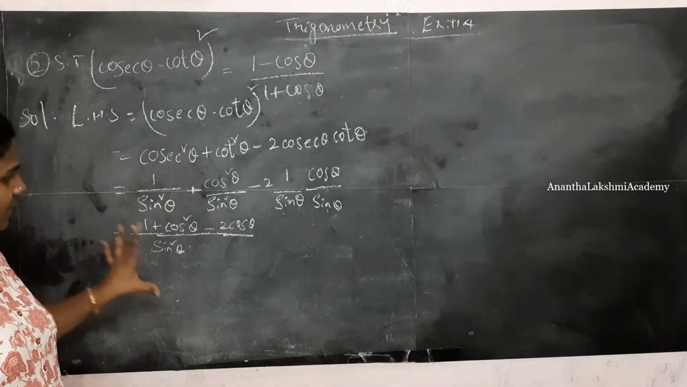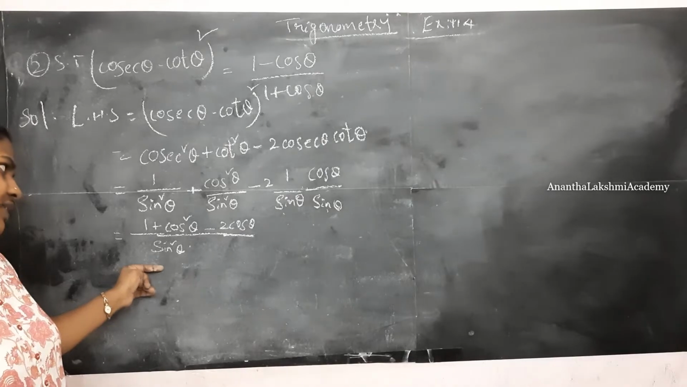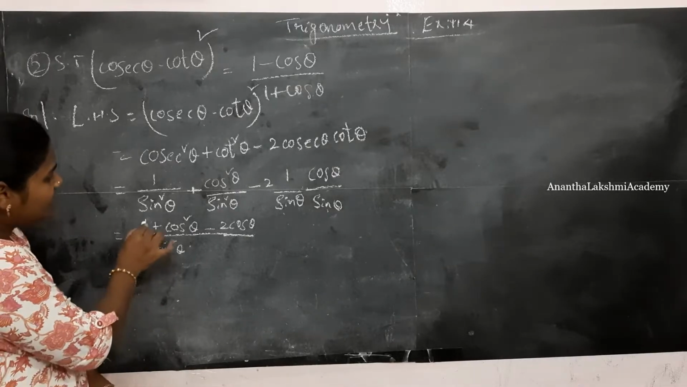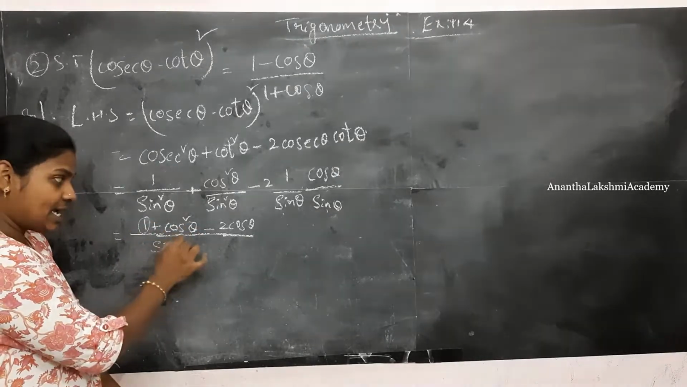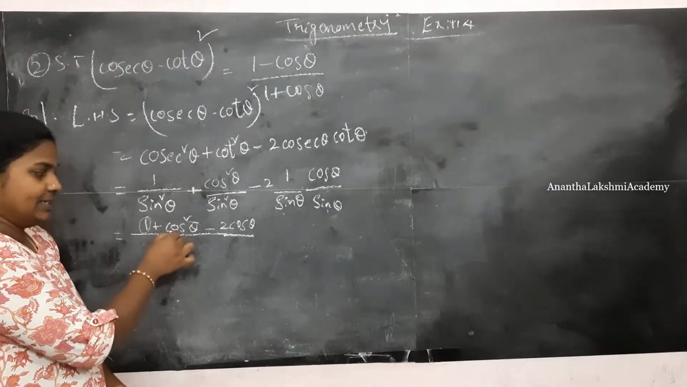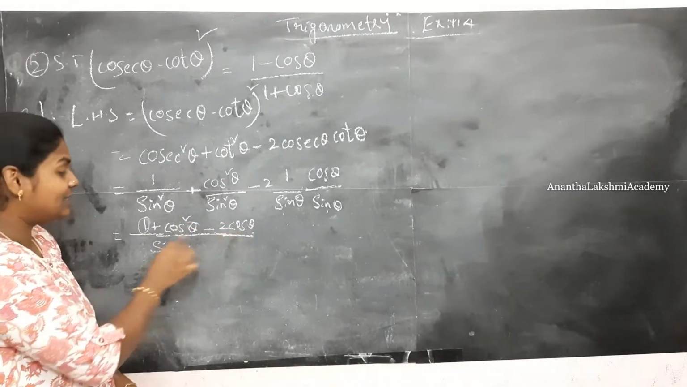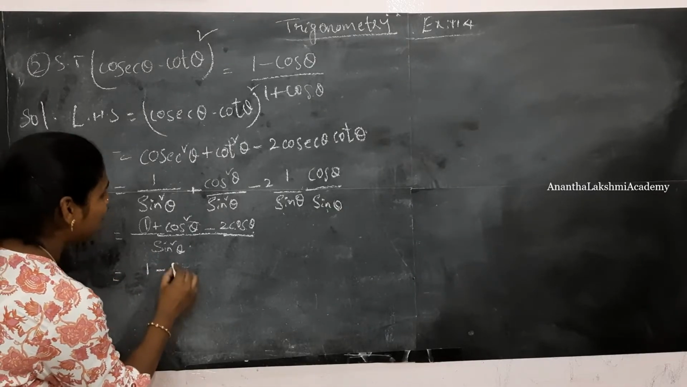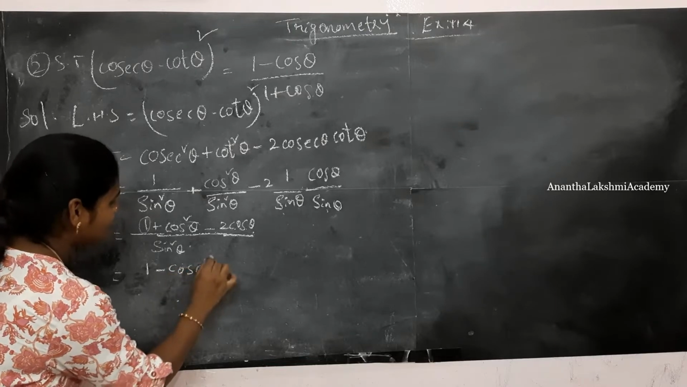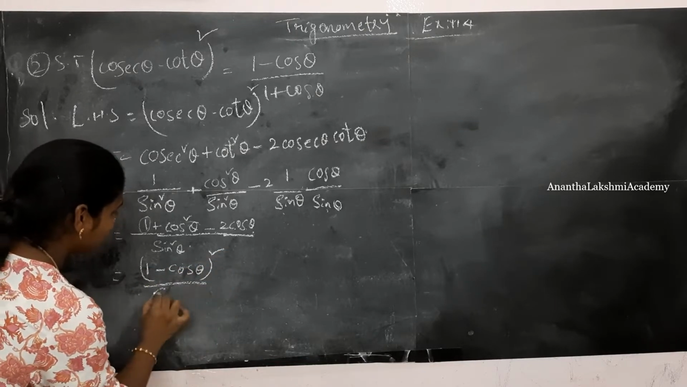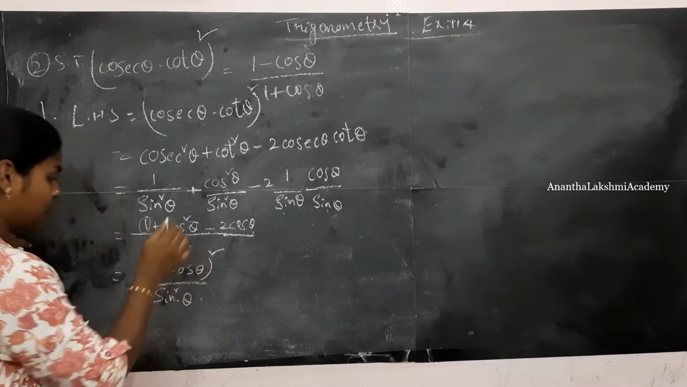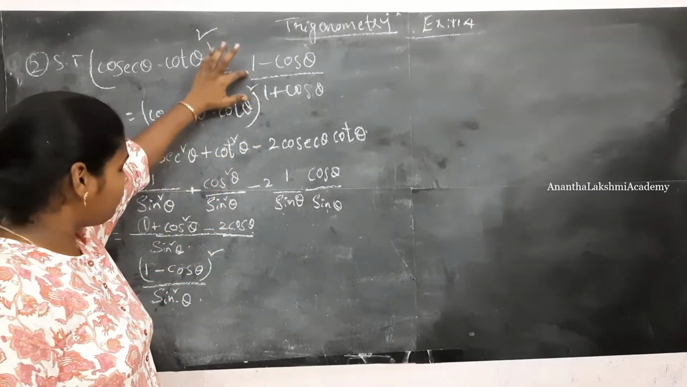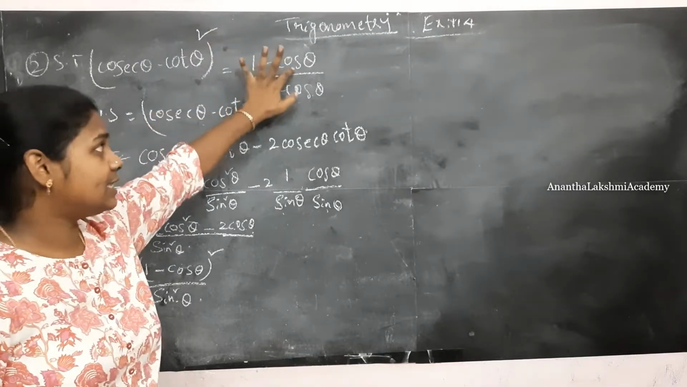Now from here on, if you look at this equation, 1 plus cos square theta minus 2 cos theta. If I consider 1 as A and cos theta as B, 1 square plus B square minus 2AB, it is in the form of A minus B whole square. So this becomes A minus B whole square by sine square theta. Now, 1 minus cos theta whole square by sine square theta.